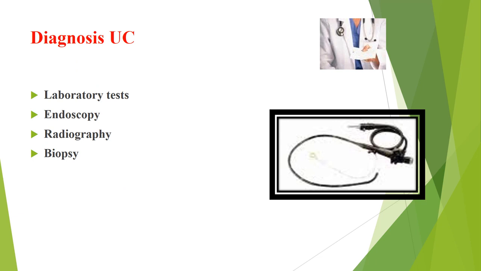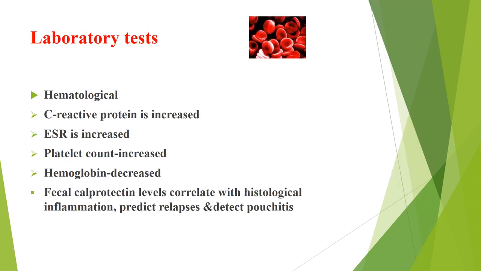How do we diagnose a patient with ulcerative colitis? There are laboratory tests, endoscopic and radiographic studies, and biopsy. In laboratory tests, for example, there will be an increase in the ESR and in the C-reactive protein. The patient might present with anemia. Also, the patient might have an increased platelet count and, as we said, a decrease in the hemoglobin.